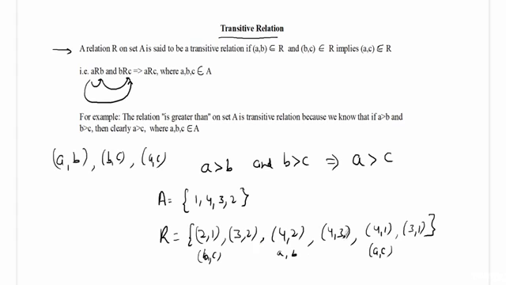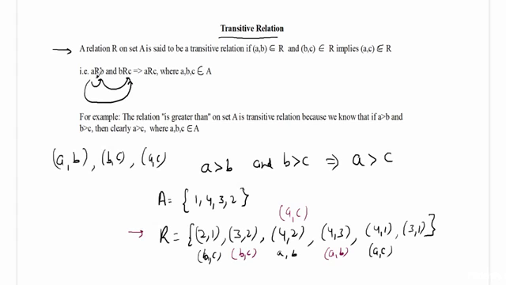Similarly, since 4 is greater than 3 and 3 is greater than 2, 4 greater than 2 is also a part of it. Like here, if I mark this as a new (A,B), then this is (A,B) and this is (B,C). So you can see that (A,C) is also there. That is, if 4 is greater than 3 and 3 is greater than 2, then 4 greater than 2 is also a part of this relation. Such a relation is called a transitive relation.